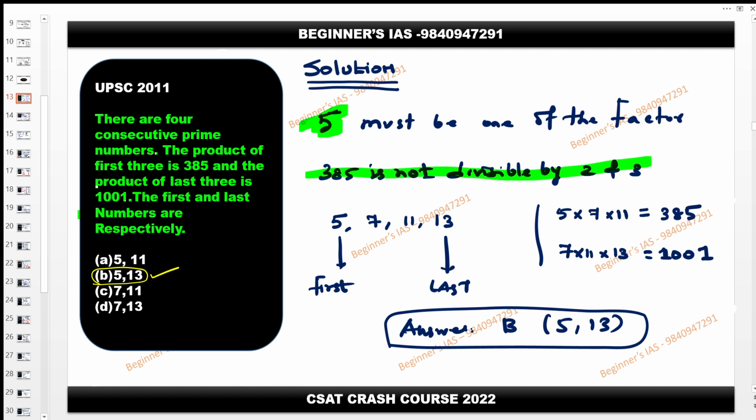So the next part: four consecutive prime numbers, 5, 7, 11, 13. Here I am checking with the first statement: 5 into 7 into 11, which obviously gives you 385. The product of the last three, 7, 11, 13, is equal to 1001. So the condition is satisfied. The question asks for the first and last numbers respectively. The first number is 5, the last number is 13. So the answer for this question is 5 and 13.